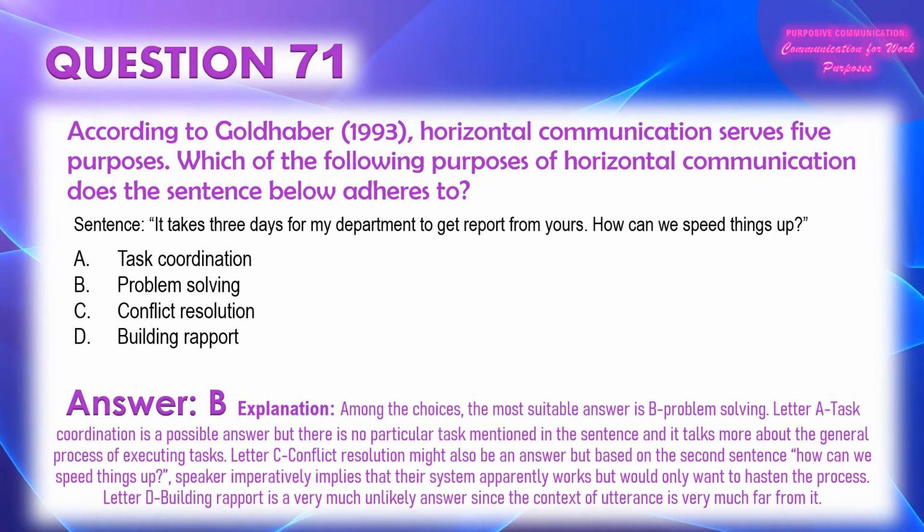Problem solving. Letter A. Task coordination is a possible answer, but there is no particular task mentioned in the sentence and it talks more about the general process of executing tasks. Letter C. Conflict resolution might also be an answer, but based on the second sentence, how can we speed things up? The speaker imperatively implies that their system apparently works but would only want to hasten the process. Letter D. Building rapport is very much unlikely the answer since the context of the utterance is very far from it.